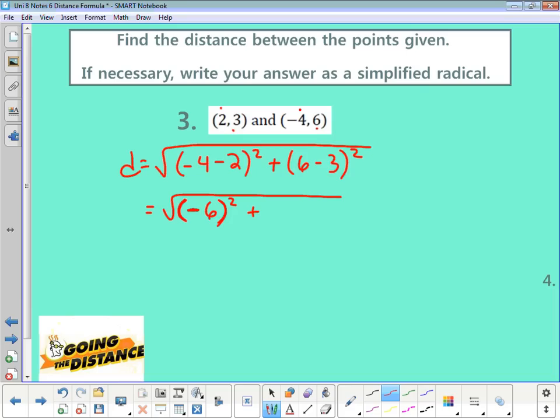So here I have 3 squared. And negative 6 squared happens to be positive 36. 3 squared happens to be 9. If I put those together, I get the square root of 45.